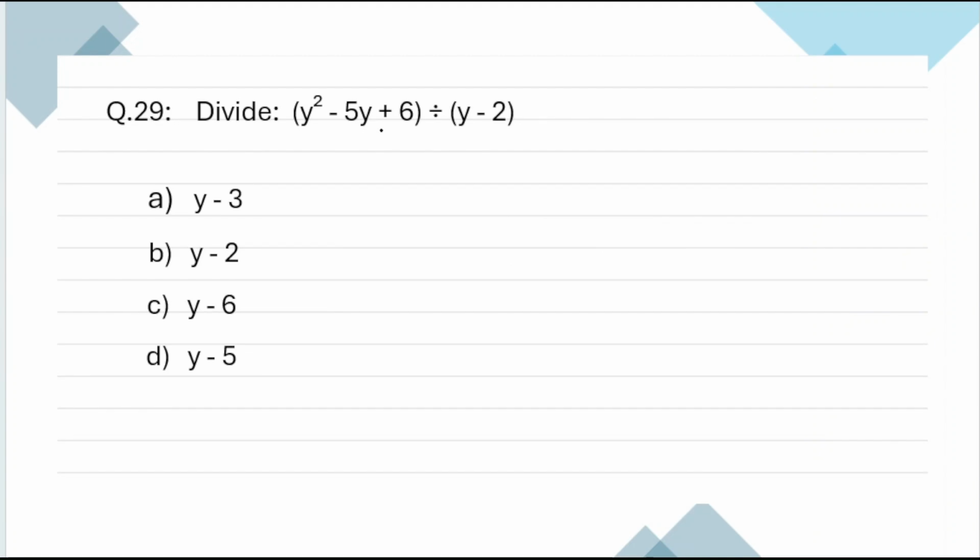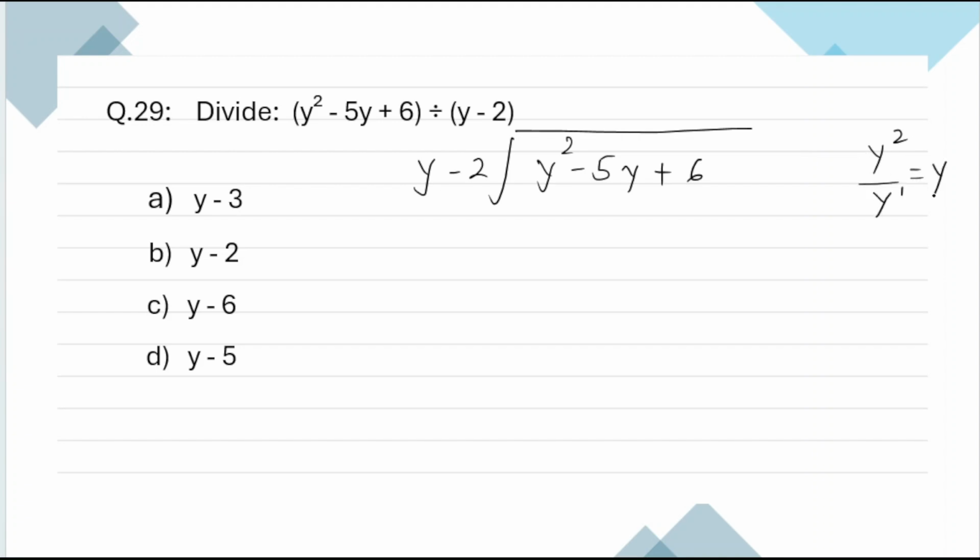Divide y square minus 5y plus 6 with y minus 2. Let's do long division again. y square minus 5y plus 6 divided by y minus 2. Okay. Pick the first term, y square. Pick the first term of the divisor, y. y square divided by y is y. So my first term in the answer is y. Now multiply y with both these terms. So y times y, y square. y times negative 2 is negative 2y. So change the signs.